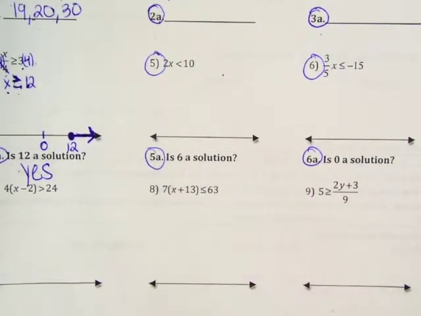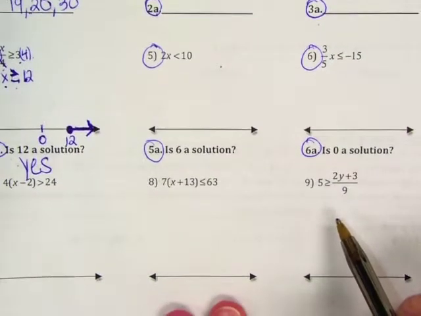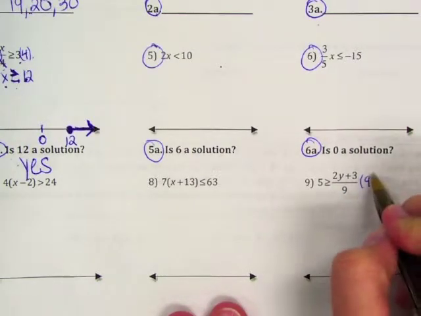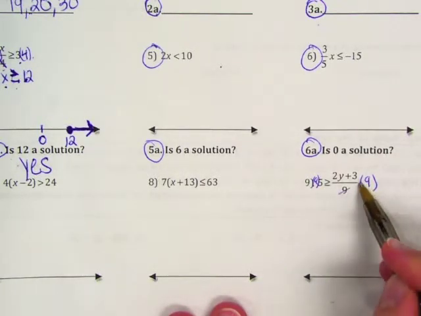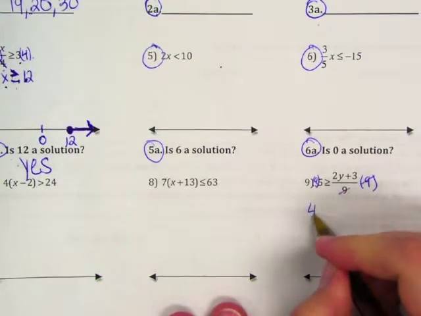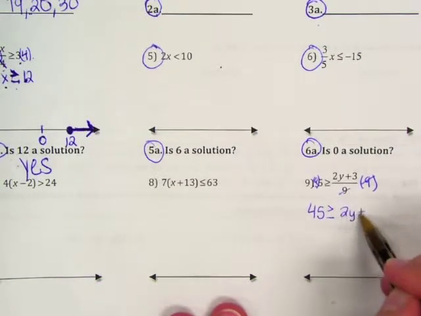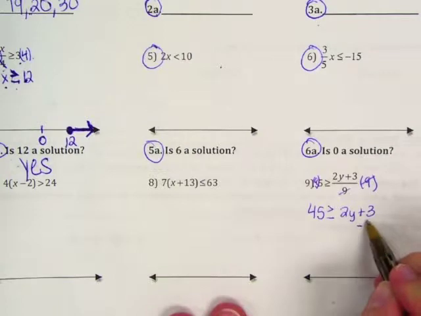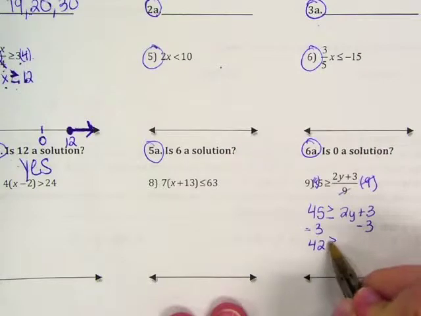I'm going to skip and do number 9. So number 9, in order to solve number 9, I want to do the same thing that I did up here for number 4. Since I have a 9 in my bottom, I want to multiply both sides by 9. Then this 9 will divide with this 9. So I'll have 9 times 5, which is 45, is greater than or equal to 2y plus 3. My next step will be to minus 3 to both sides. So I'll have 42 is greater than or equal to 2y.